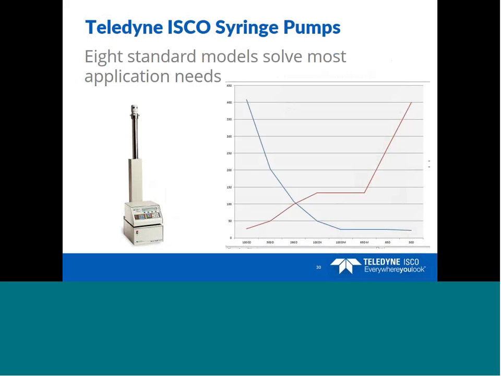There are 8 standard pump models. The graph shows the 8 pump models on the x-axis. The flow rate is shown in blue, and the pressure ratings of each pump are shown in red. Note that the 1000D, located on the far left, has the largest volume and the highest flow rate, but the lowest pressure rating. On the other end, the 30D has the smallest volume and the highest pressure. All the other pump models are in between.